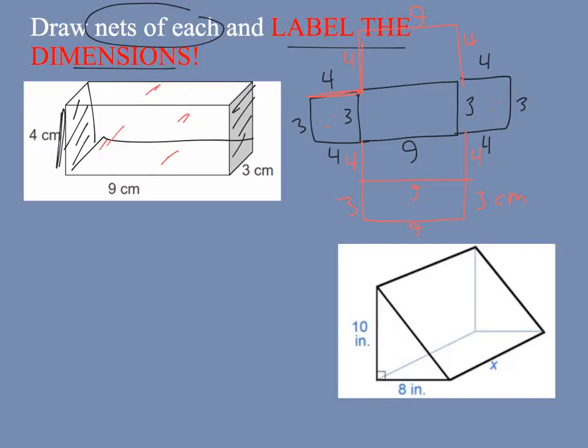And the second one is a triangular prism. So the triangular prism has 2 triangles. So I'm going to draw this triangle, and it's 10 by 8. And it has a face that connects these two. In order for this back part to wrap around, this is the hypotenuse, this is the hypotenuse. So if this would flip out, this would be the hypotenuse.